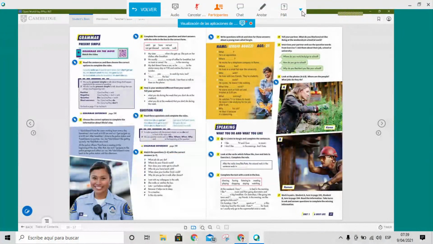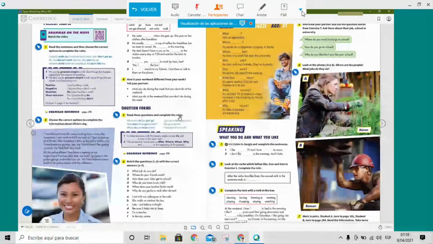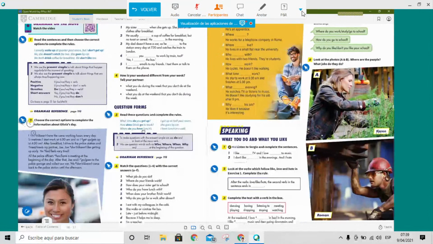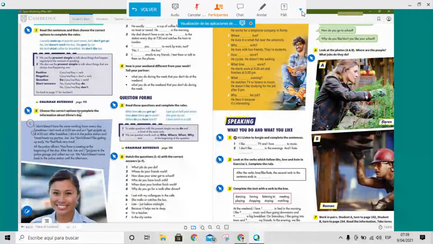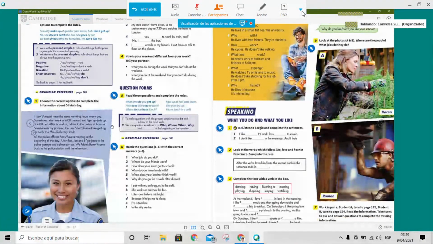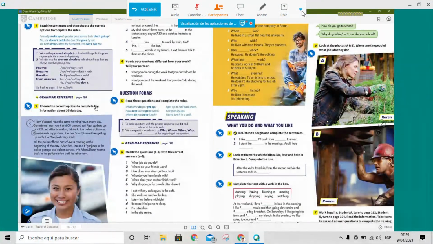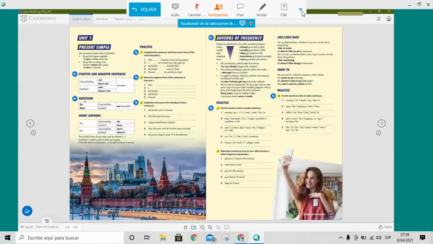And for practicing this, you are going to go to Canvas again. Okay? So here you have these practices, these activities to practice. So if you have the book, you can also reinforce that theory on page 198. You have the structure of positive and negative sentences, yes, no question, with short answers. Okay?